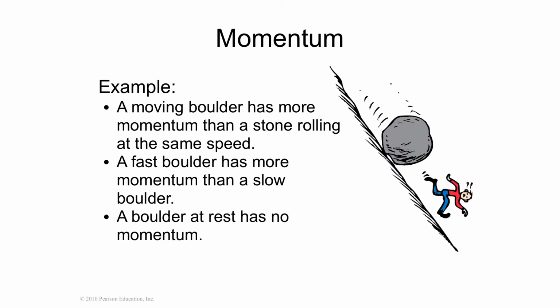So see if this makes sense to you. A moving boulder has more momentum than a stone rolling at the same speed, okay? Because a boulder weighs more than the stone. So since it has more mass, it will have more momentum at the same speed. A fast boulder has more momentum than a slow boulder. So even though the masses are the same, if the speed is higher, you're going to get a higher momentum. A boulder at rest has no momentum, and that is what you must remember.